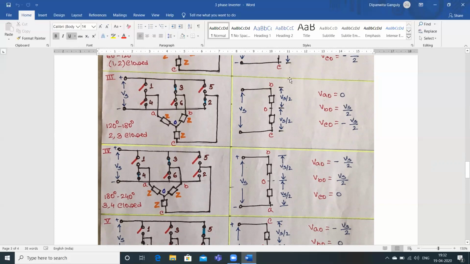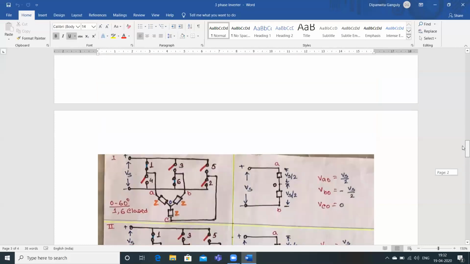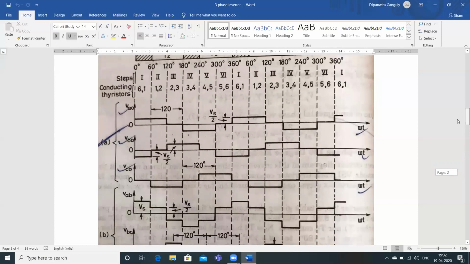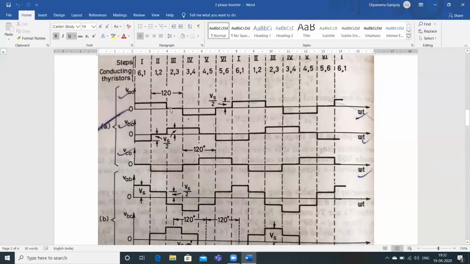VAO is equal to 0, VBO is equal to plus Vs by 2 and VCO is equal to minus Vs by 2. So VBO positive, VCO negative. Now in stage 4, thyristors 3 and 4 are on.